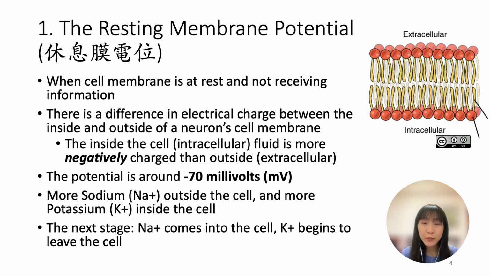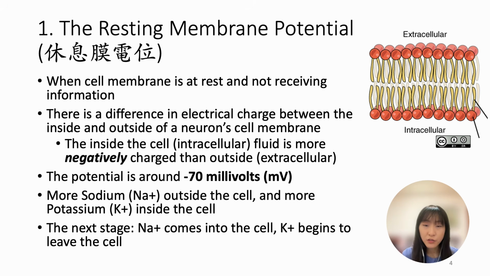In neurons, action potentials play an important role in cell-to-cell communication. A neuron is at rest when it is not sending any signals, and we call it the resting membrane potential. So there is a difference in the electrical charge between the inside and the outside of the neuron. We call the inside of the cell intracellular and the outside extracellular. The inside is more negative than the outside. And then we will measure the potential of the membrane in millivolts.